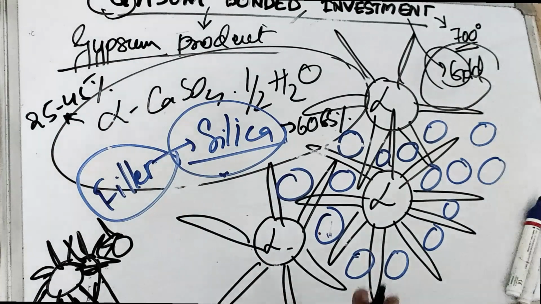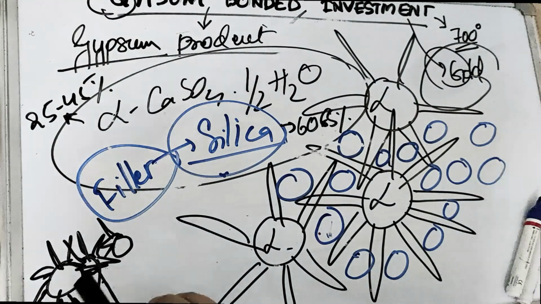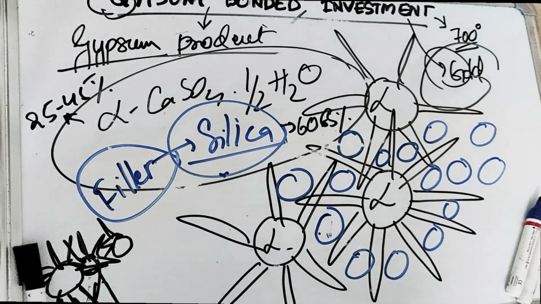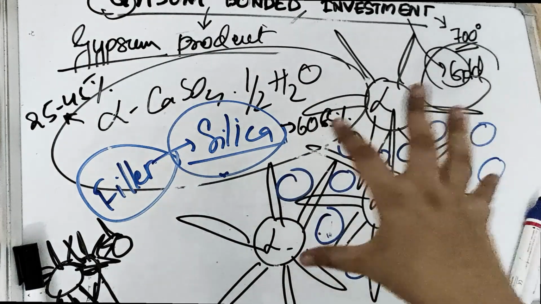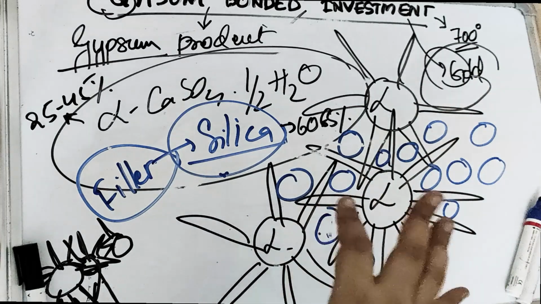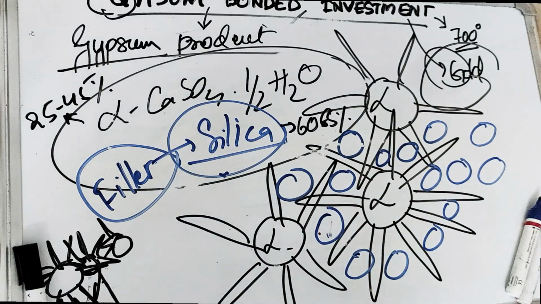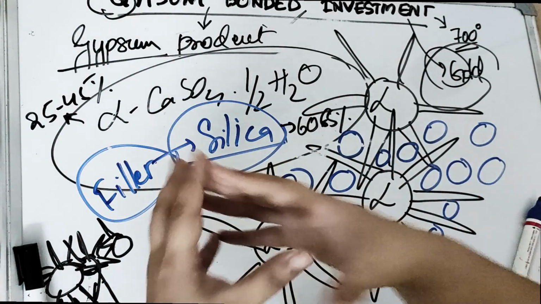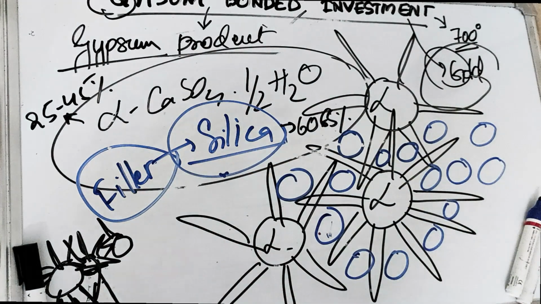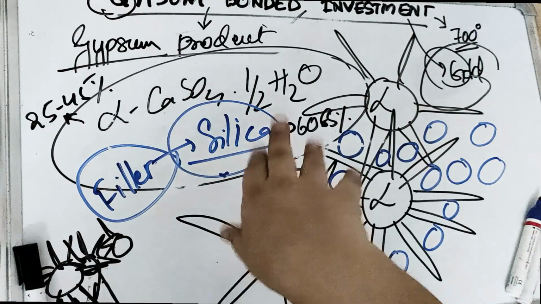right? Now what happens? We are putting water. We want these calcium sulfate particles to bind with the filler, the silica, and we also want them to bind with the water. If you try to put sand into water, it will not get dissolved.